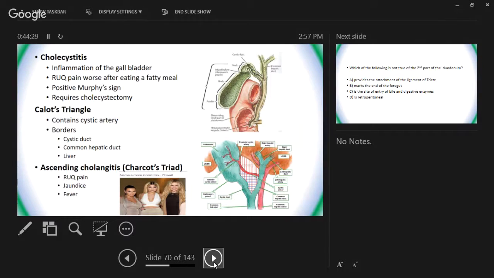Ascending cholangitis, that was the question before. That triad of right upper quadrant pain, fever and jaundice. All happy?